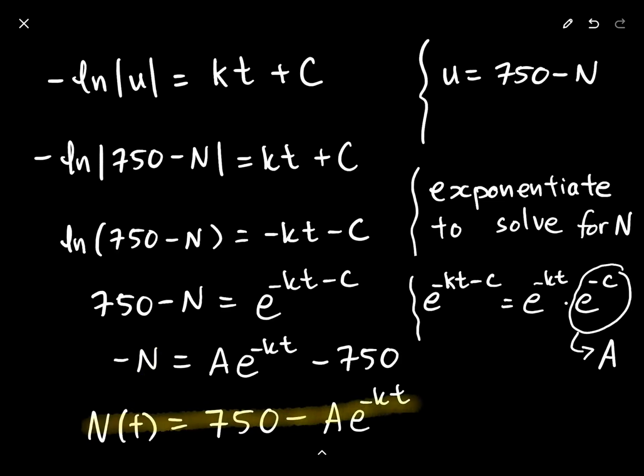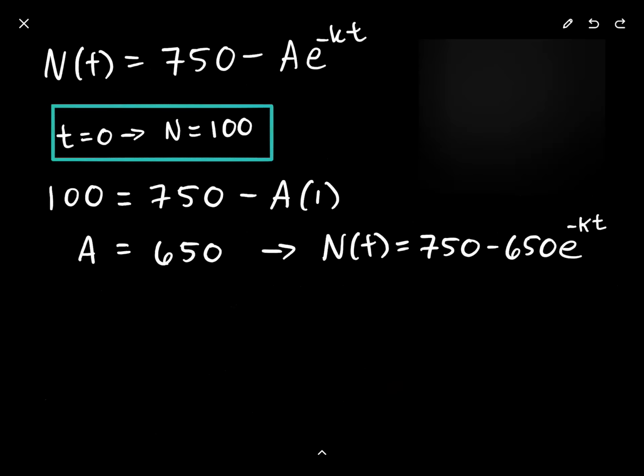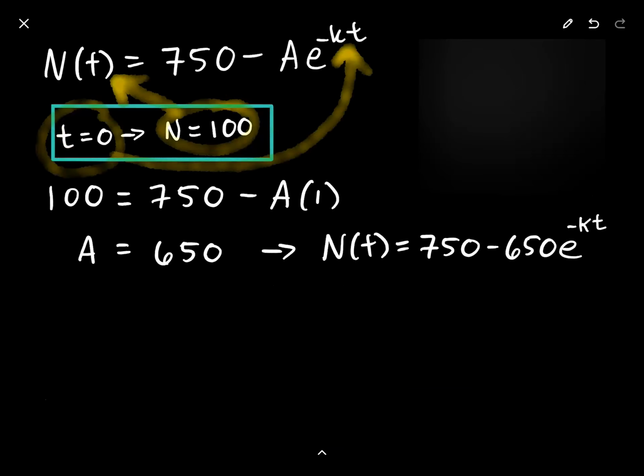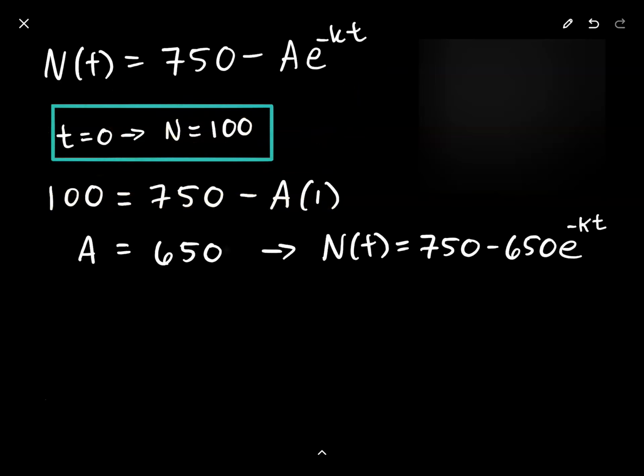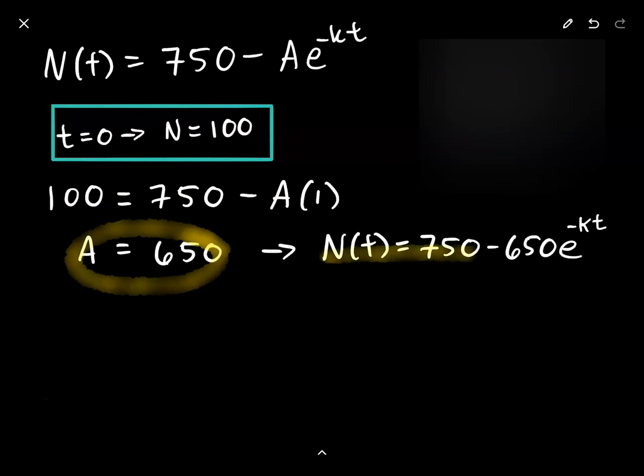We can determine the values of the constants a and k by using the initial conditions that were given in the problem. So the first condition is that at t is equal to 0, n is 100. So if we plug it into the formula, we get that 100 is equal to 750 minus a times e to the 0, and e to the 0 is 1. So a is 650. So n of t is equal to 750 minus 650 e to the minus kt.